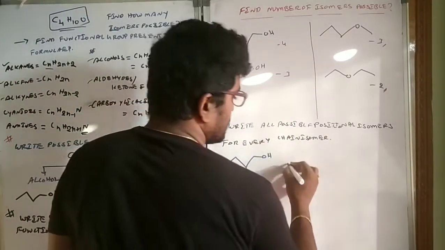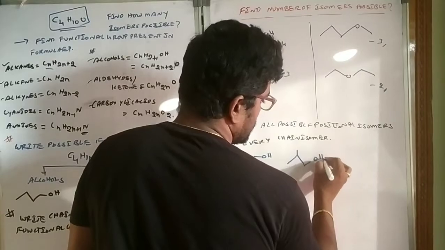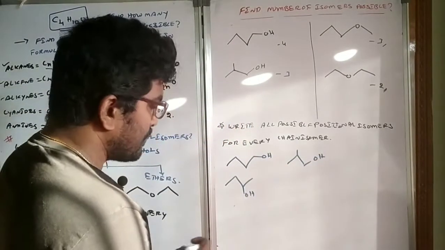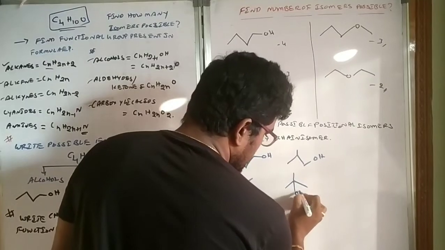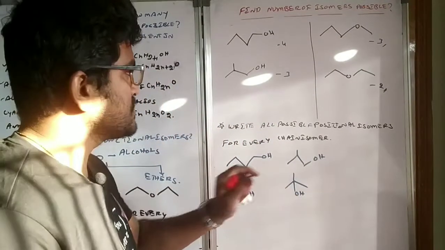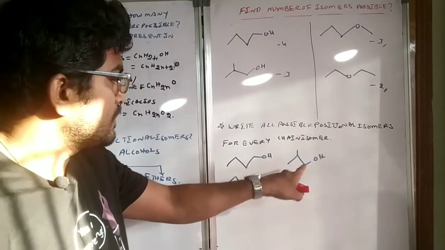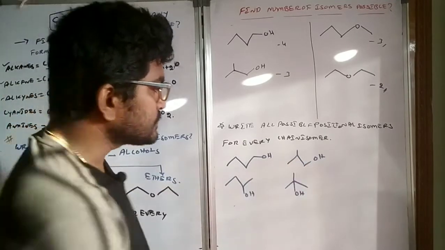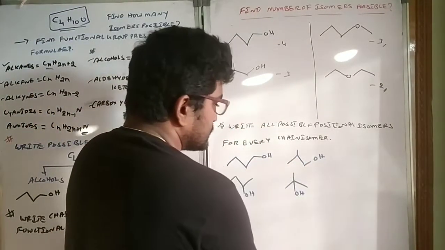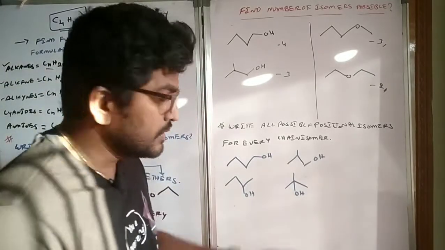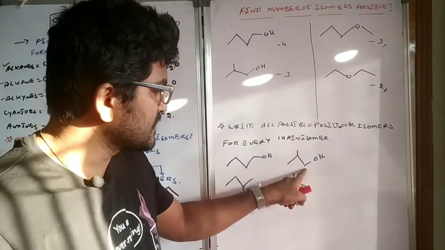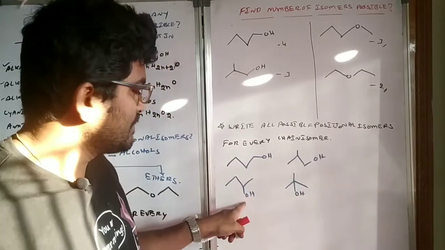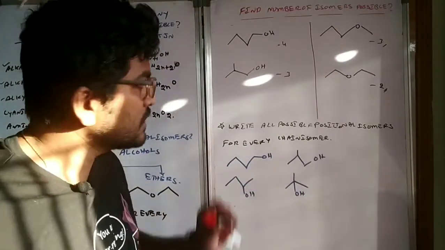And for this one, 2-methyl-1-hydroxypropane will come. After this, 2-methyl-2-hydroxypropane will come. This is 1-propanol and this is 2-propanol. If you want to change the functional group into this position, it will become 2-butanol, so it is not possible.